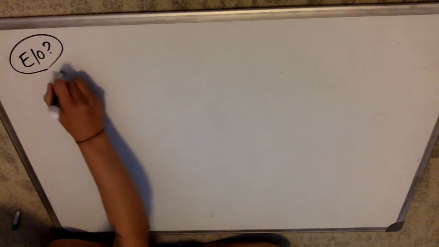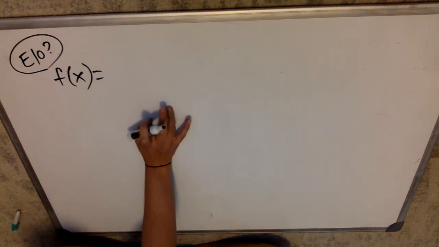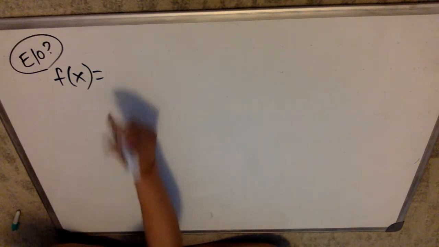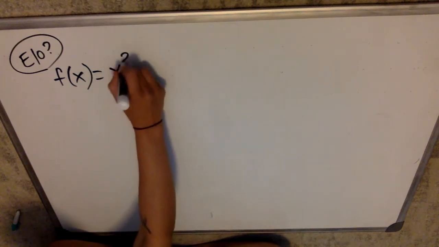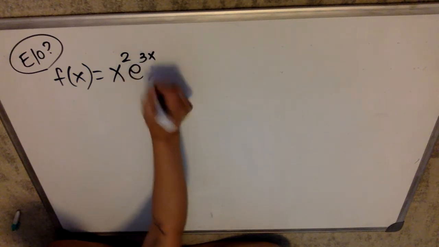All right, so I'm going to give you an f of x. All right, let's do... okay, let's do x squared e to the 3x.